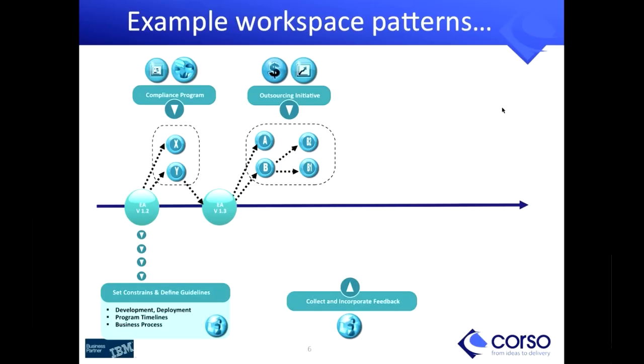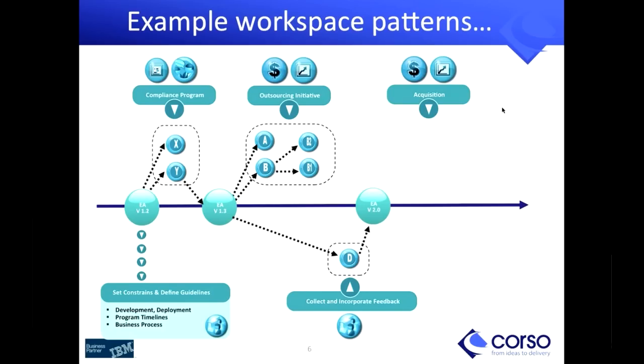Along the way, we may collect and incorporate feedback. So this might be something like an application portfolio management project where we're capturing applications across the IT estate from the organization. We might collect the feedback about those applications into our architecture and create workspace D. And then from workspace D, we may then create enterprise architecture version 2. And then we have a new project which comes in, a new initiative, which is an acquisition of an organization. We may spawn off workspace Y.